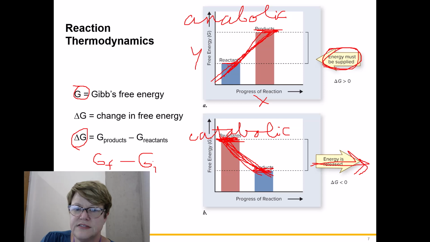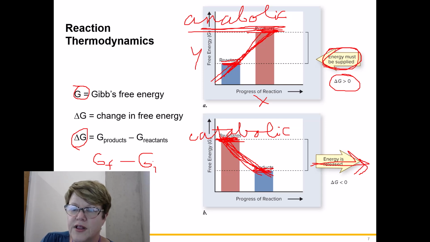And so this is a standard way of doing this. When we take the delta G of any anabolic reaction, because the products have more energy than the reactants, when you do the energy of the products minus the energy of the reactants, you still have a positive number. And so we say any anabolic reaction has a delta G value that is greater than 0, a positive number.